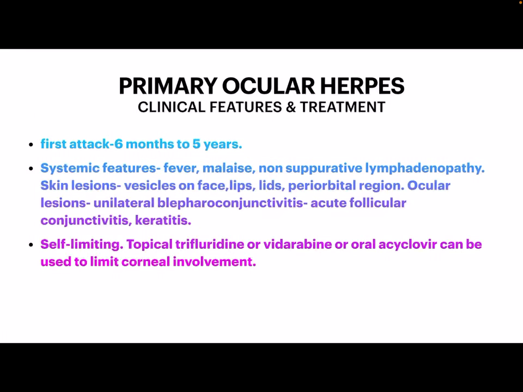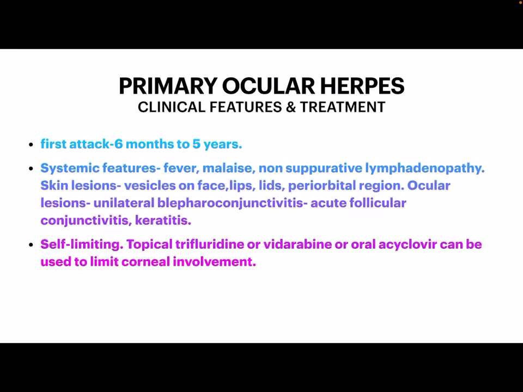Moving on, now we'll be looking at primary ocular herpes in a little bit of detail. This occurs in a non-immune person, like a child from 6 months to 5 years of age. In a child, this primary infection will occur. It will have some systemic features, some skin lesions, and then some ocular lesions, and it is a self-limiting disease. You don't need to give any drugs, it will resolve by itself.